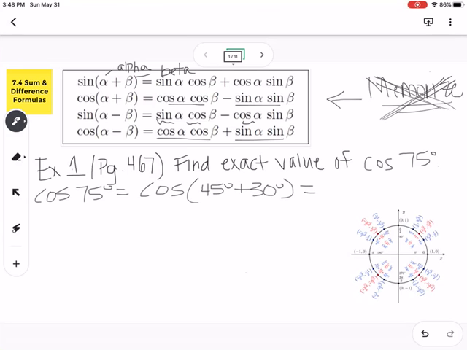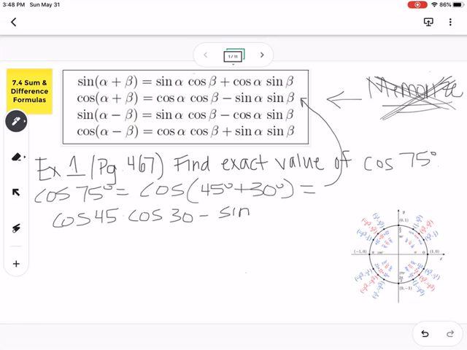Okay, so using our formula, we're going to use this one right here, and let me just get rid of all these lines. They're bothering me. And alpha and beta. So it's going to look like this: cosine of 45 times cosine of 30 minus sine of 45 times sine of 30.